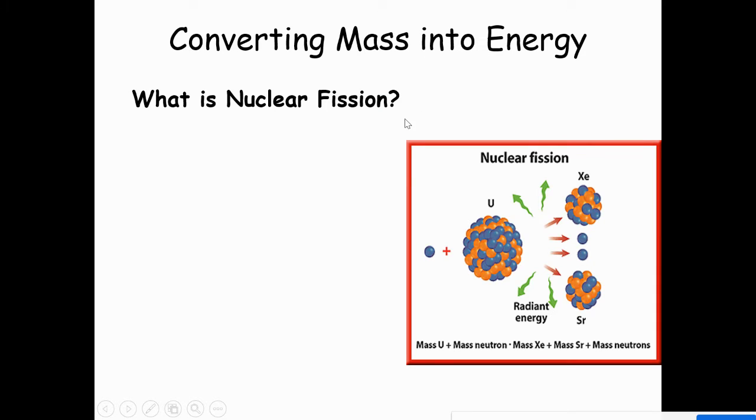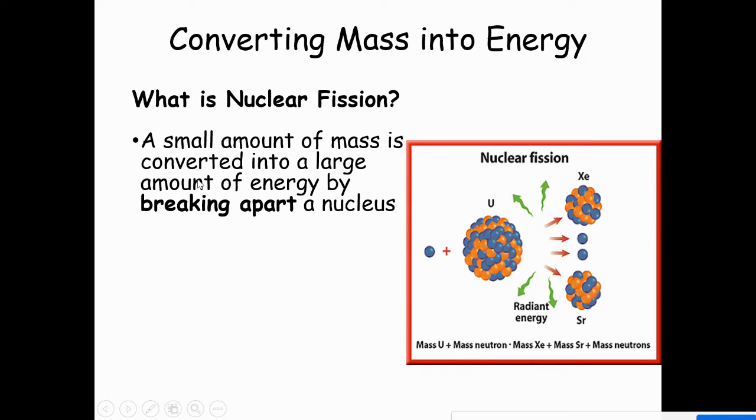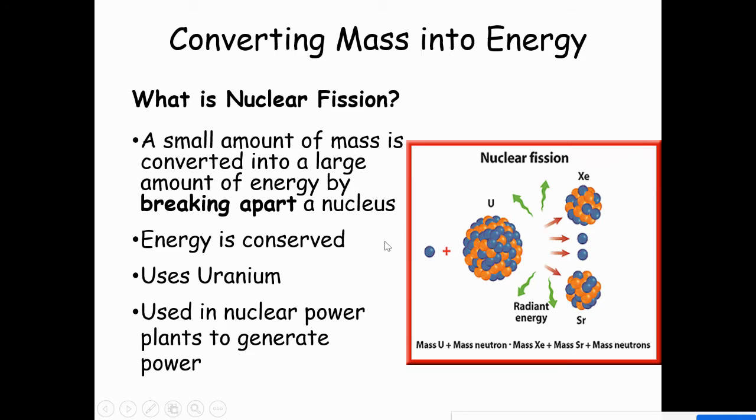All right, let's talk about nuclear fission. So this was opposite of that. So this was splitting apart an atom. So we have a small amount of mass that's converted into a large amount of energy by breaking apart a nucleus. So we have a uranium atom here, and then we have this particle here that is going to hit your uranium, and it hits it enough to split the uranium apart.